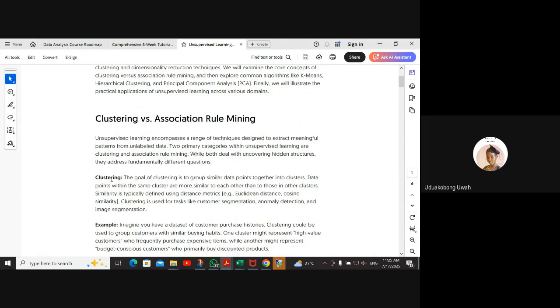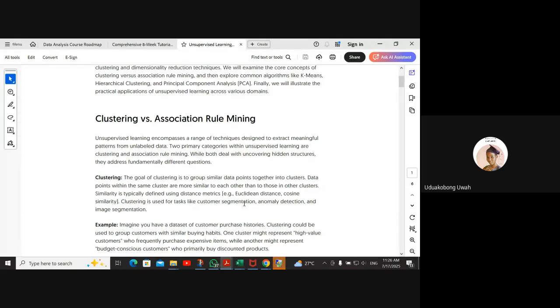The goal of clustering is to group similar data points together into clusters. So data points within the same cluster are more similar to each other than to those in other clusters. Similarity is typically defined using distance metrics. Just leave this one and take the real life example I gave, which makes sense. Clustering is used for tasks like customer segmentation, where you group customers based on their behaviors, their attitudes, and what they prefer to buy.